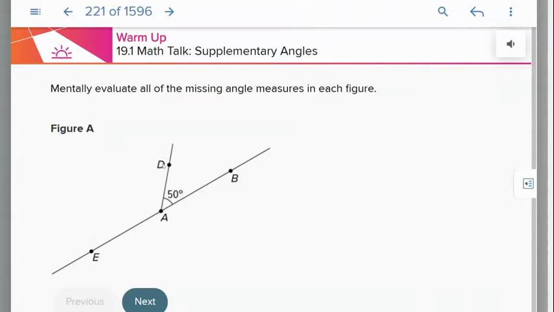So if we were to find the other angle, angle DAE, right here on the other side, what's 180 minus the 50 that's already given? 130. So that would be 130 right there. Okay. Angle BAE, the line itself, is 180.